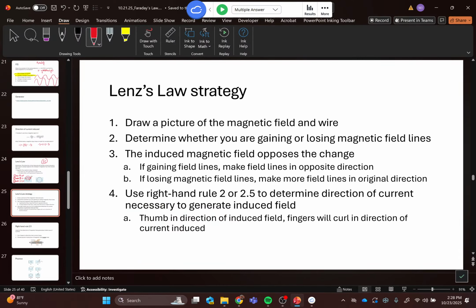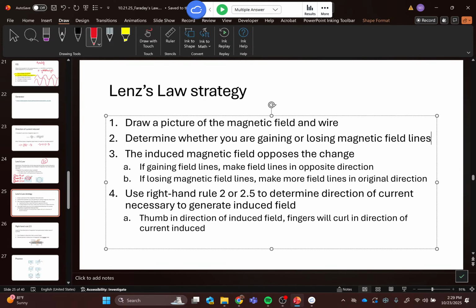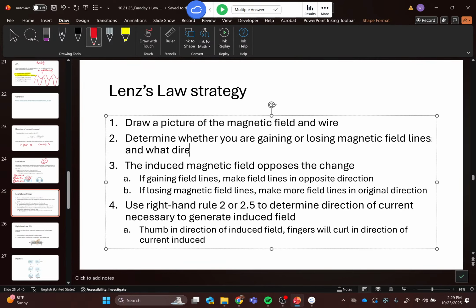Here it is explicitly. First, draw a picture. If I don't give you a picture, draw one. You need a picture to do it. You're going to make your brain work harder and probably make more mistakes if you don't have a picture. Then we're going to do the steps I just mentioned. Am I gaining or losing field lines, and in which direction? And what direction are these field lines?